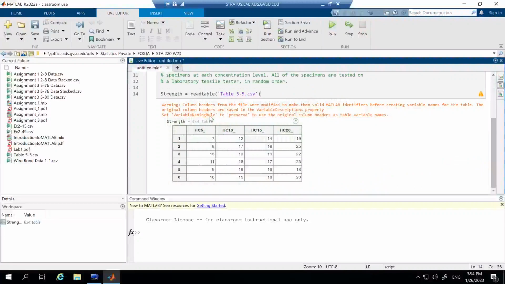And when we get this, we can see that there's some warnings here. I'll just explain what the warnings are. In the data, the headers right here, the variable names, it said hardwood concentration 5%, hardwood concentration 10%, hardwood concentration 15%, hardwood concentration 20%. So the percent sign is an illegal character, and also spaces in the variable names are illegal characters. So it's adjusting those. So that's what the warning is really telling us right there.